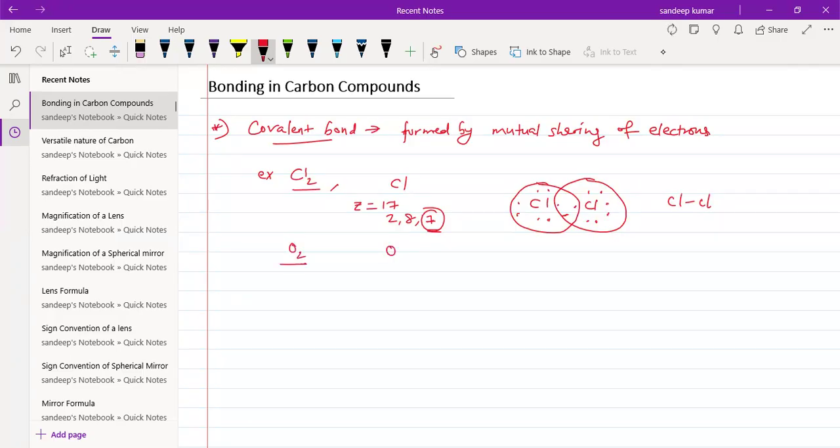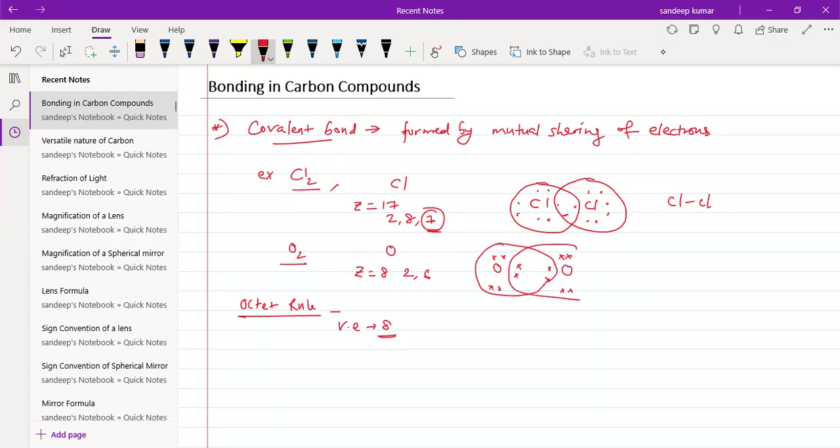Similarly, another example is oxygen. Oxygen's atomic number is 8, so the configuration is 2, 6. There are 6 valence electrons. The other oxygen atom also has 2, 6. To become stable, what does it need? It needs 2 electrons. Which rule are we talking about? The octet rule. The octet rule states that if the valence electrons of the atom are 8, then it is stable. So it will take 2 electrons and become stable.